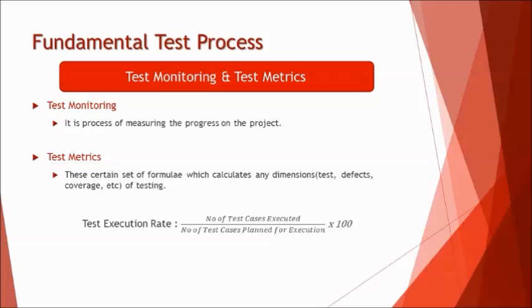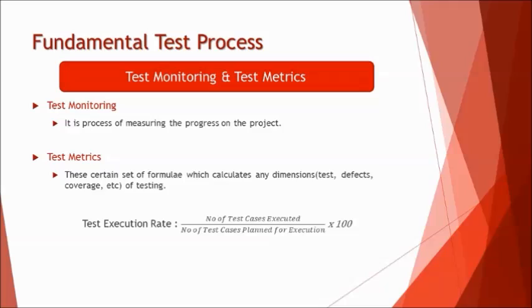So for example, let's talk about execution rate. Execution rate is defined as one of the entities in the plan that, okay, when it comes to test execution, we'll be executing 10 test cases per day. And we select a metric to measure that monitoring unit, that is test execution rate. So test execution rate, as you can see, is calculated based on the total number of test cases executed divided by the total number of test cases planned for execution, multiplied by 100.